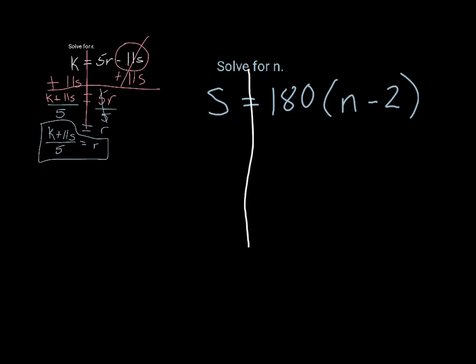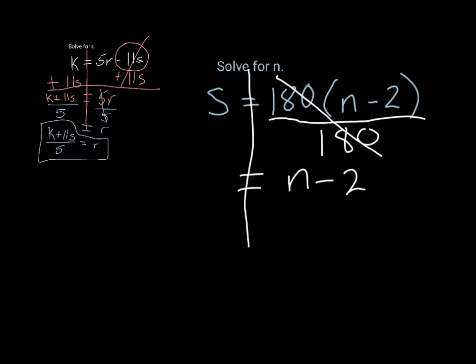There's a couple things we could do. I notice that we have this 180 being multiplied times this quantity n minus 2. Some students usually distribute to get rid of the parentheses. But me personally, since it's already separated or outside, I'm going to divide this whole side by 180. Because if I divide the whole side by 180, the 180s will cancel out right there, leaving us with just n minus 2 on the right. And the parentheses are gone.